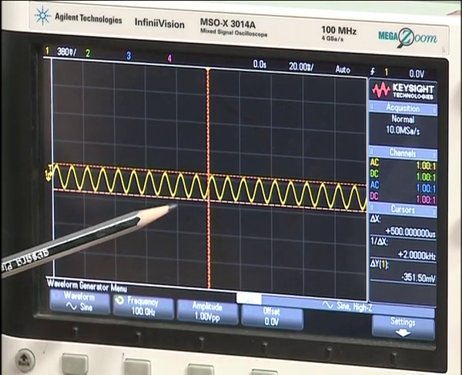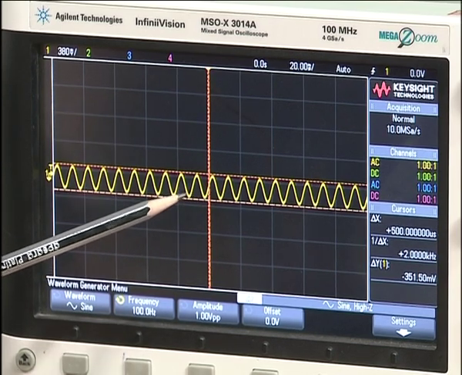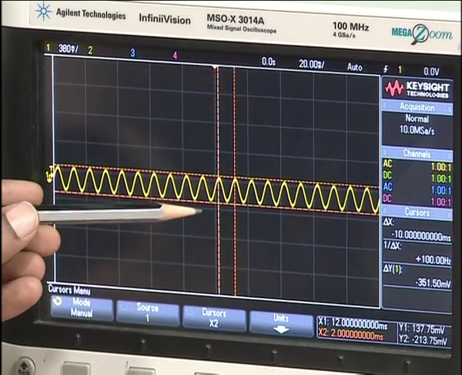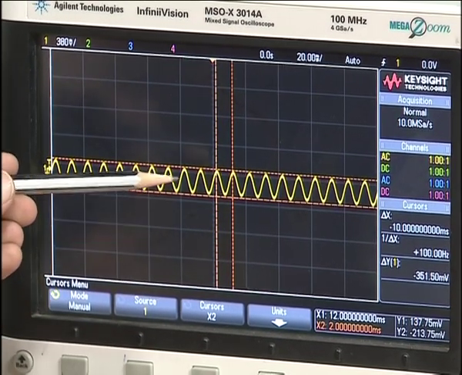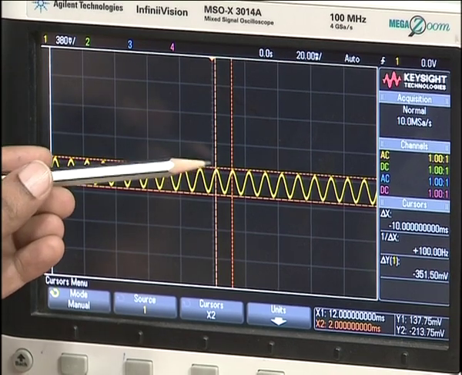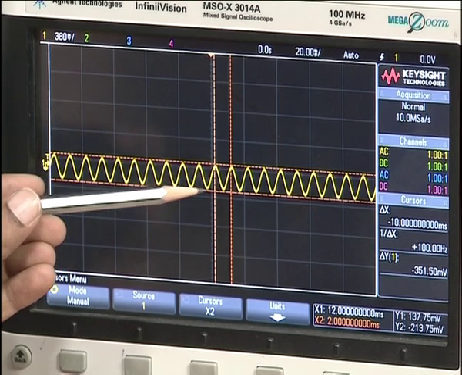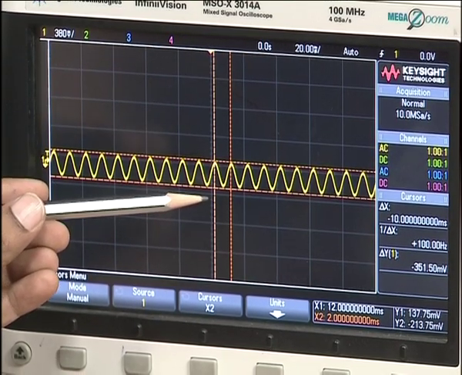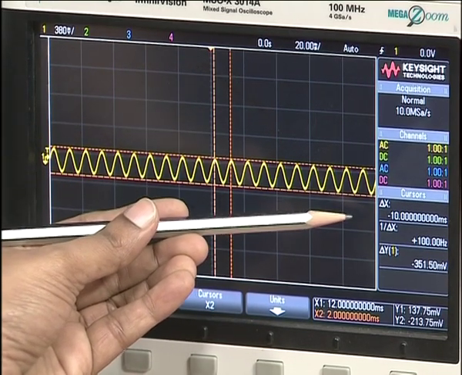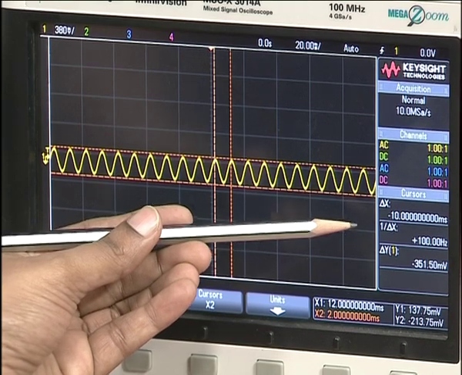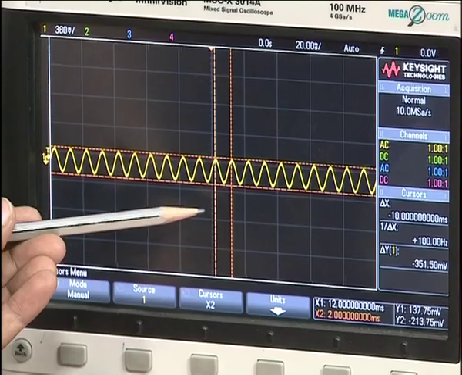Similarly, we can measure the frequency of the signal by using the X cursors. The X cursor here, one is set to the peak point here, and the other is set to the next peak point here, which will determine one period for the signal. When it is set, you can find out from the measure here, which is about 10 milliseconds. If it is 10 milliseconds, then this corresponds to 100 hertz.